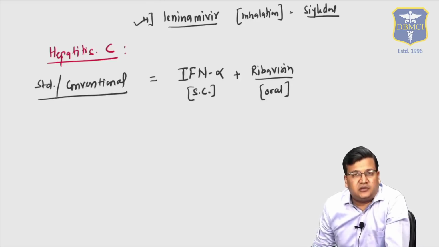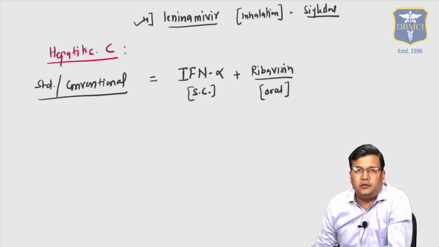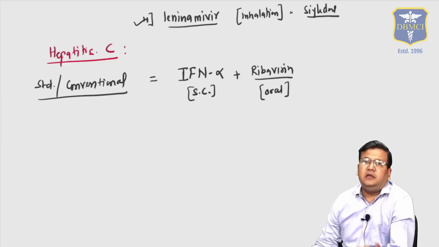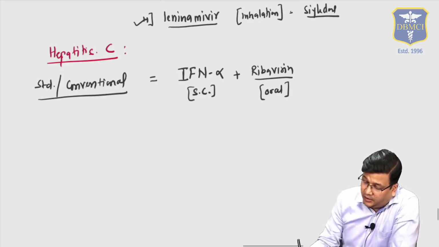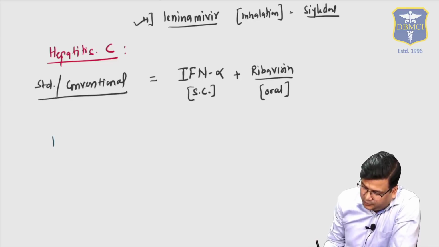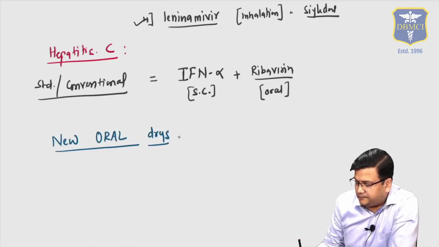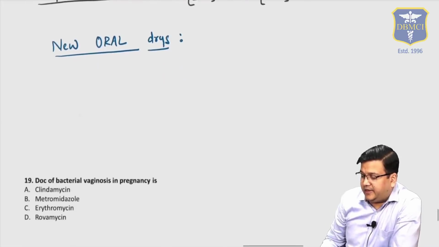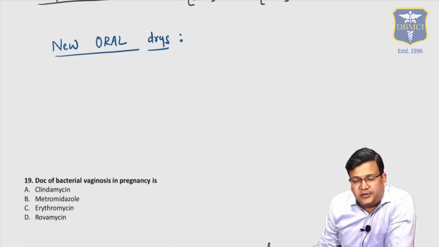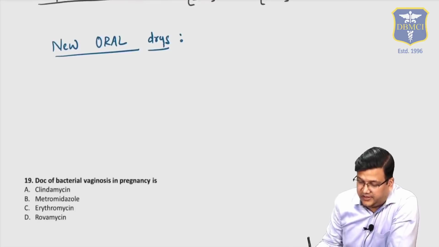We give an injection in the form of interferon and oral ribavirin daily. The treatment continues for 12 weeks, 24 weeks, depending on the condition and the genotype of the virus. Now we have developed several new oral drugs for Hep C, and they are very commonly asked. Now they are divided into 3 types, and all of them are oral.